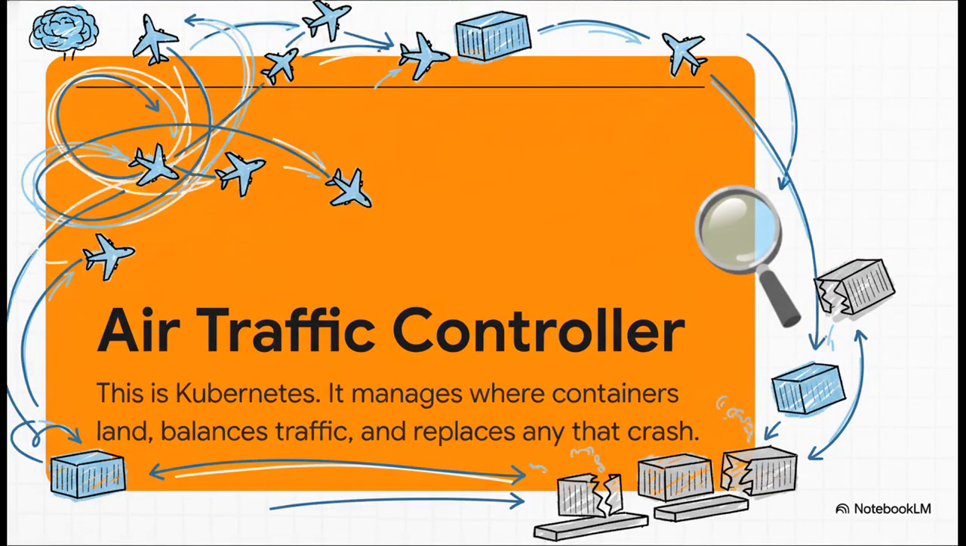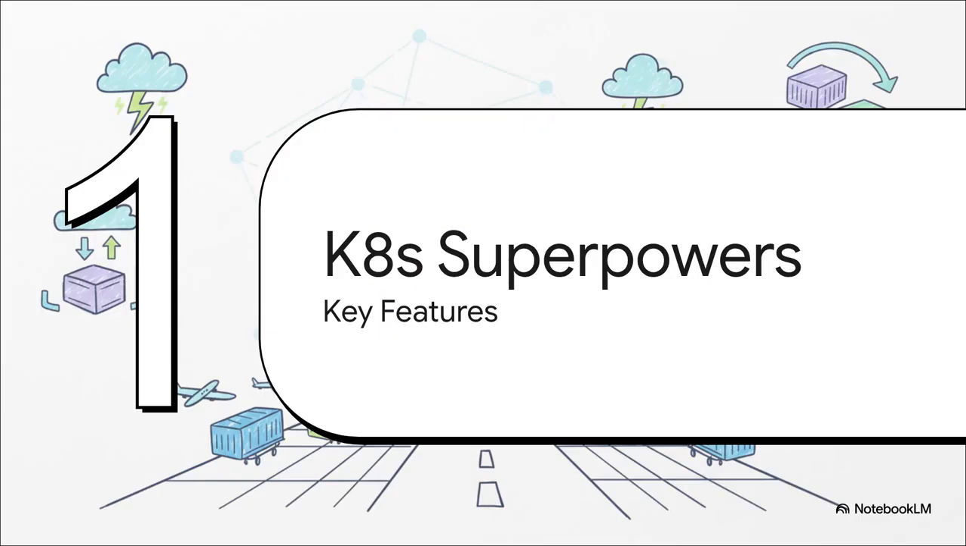And that, right there, is Kubernetes. It's the air traffic controller in the tower. It sees everything. It tells planes which runway to land on, makes sure they don't run into each other, and hey, if a plane has a problem and crashes, it instantly reroutes all the other traffic and calls in a replacement plane. It's the intelligence that makes the entire complex system just work. So now that we have that picture in our heads, let's look at the specific superpowers that this air traffic controller actually has. What can it really do?